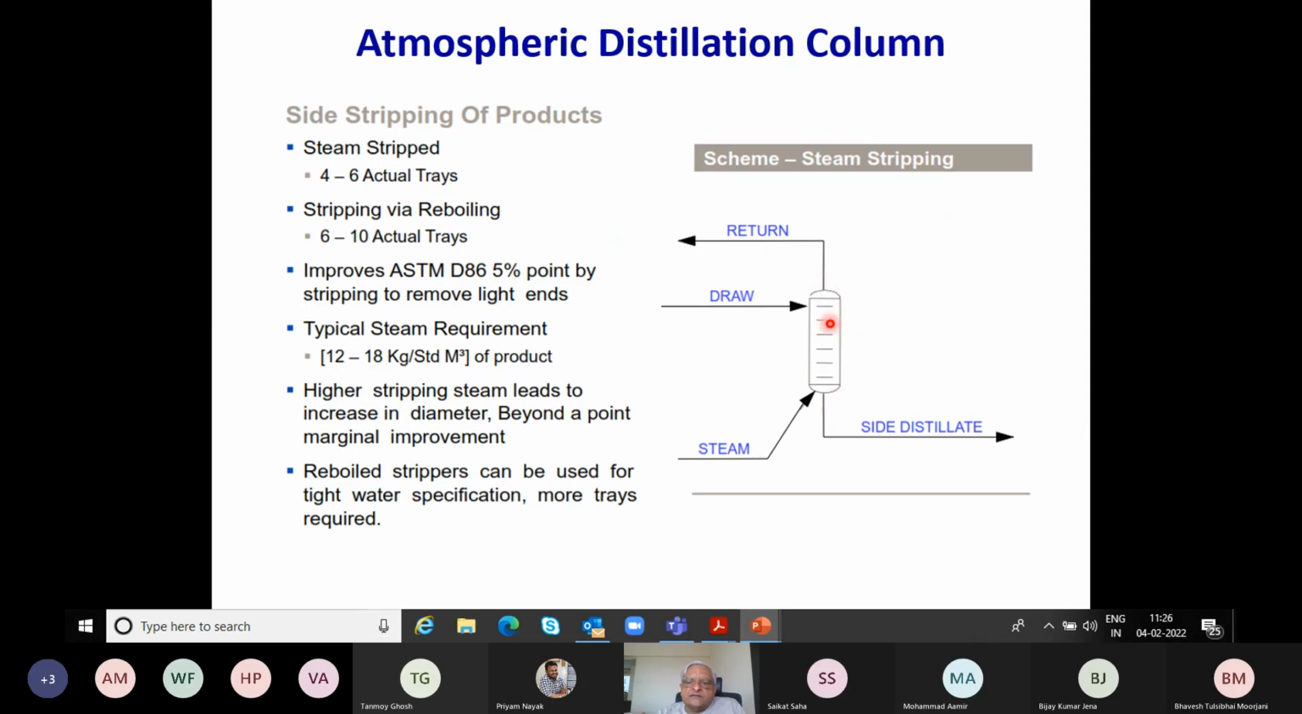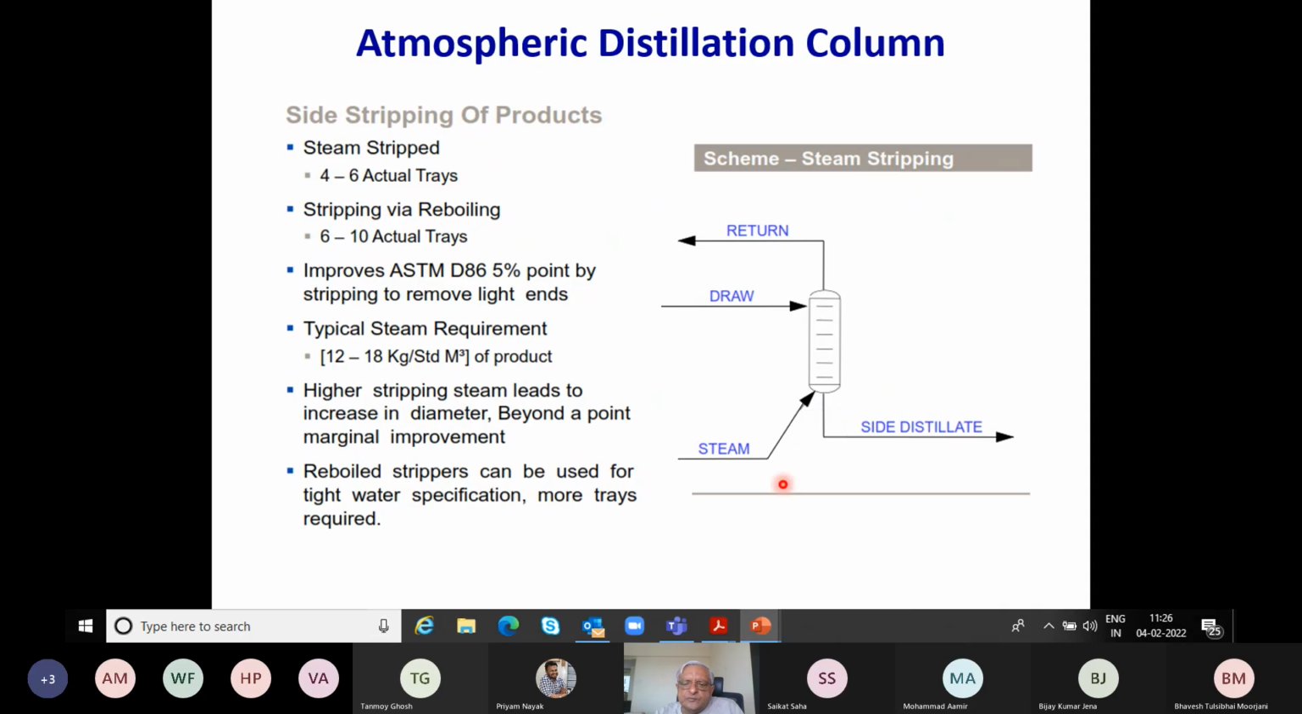So what we do is that these strippers typically contain about 4 to 6 theoretical plates, 4 to 6 actual trays. These are typically sieve trays, and we put steam at the bottom. The steam flow rate is slightly less as compared to what we had at the column bottom, around 12 to 18 kg per standard meter cube of the product at 15 degree. And this helps to increase the 5% distillation temperature of the distillate that we remove.